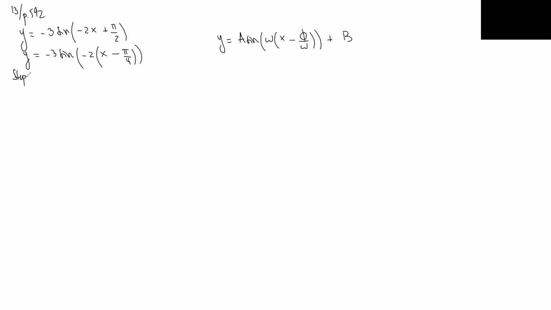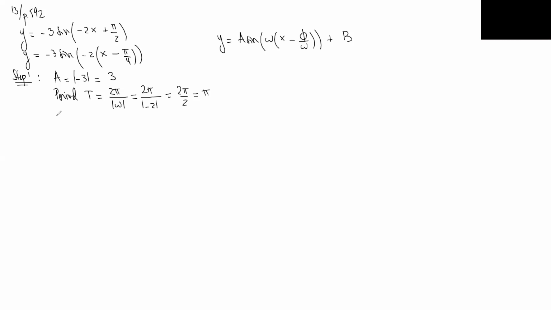So step number 1 is to find the amplitude, the period, phase shift, vertical shift, if any. So let's start with the amplitude. The amplitude A is the absolute value of this number, -3. So that becomes 3. Then we'll find the period, T equals 2 pi over the absolute value of omega. In our case, it's 2 pi over the absolute value of -2, so 2 pi over 2, so that becomes pi.